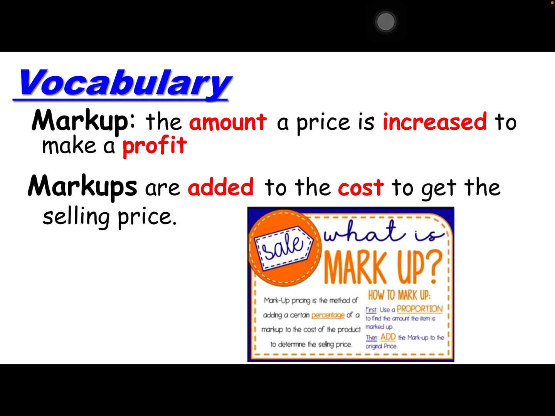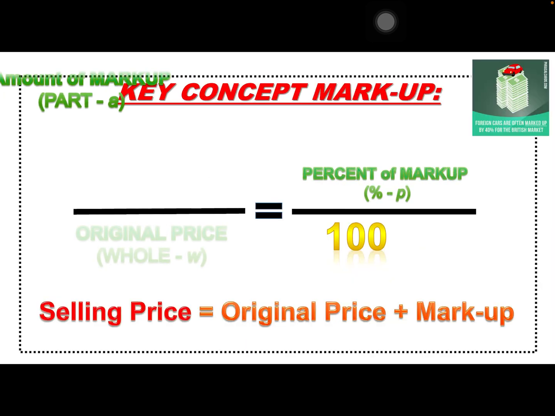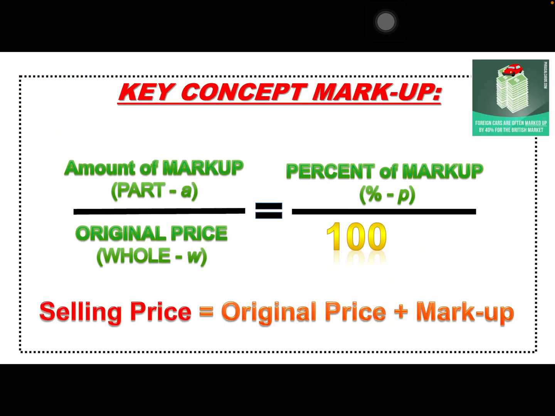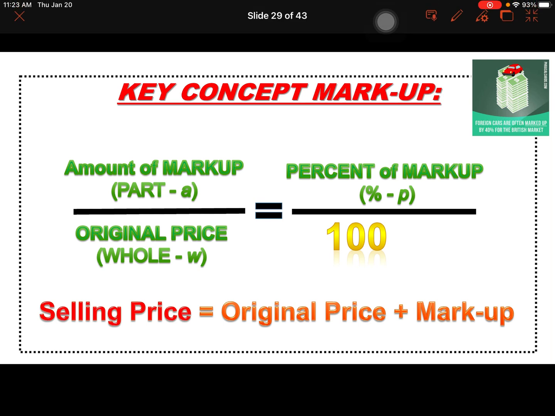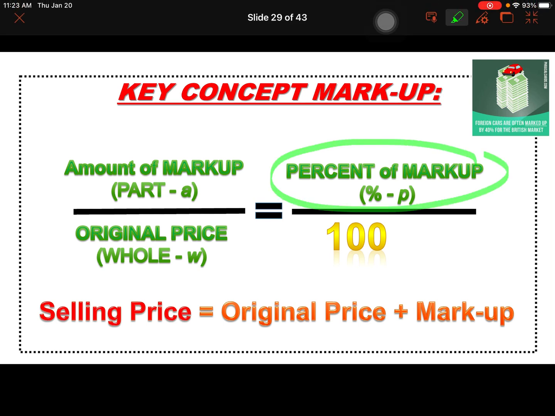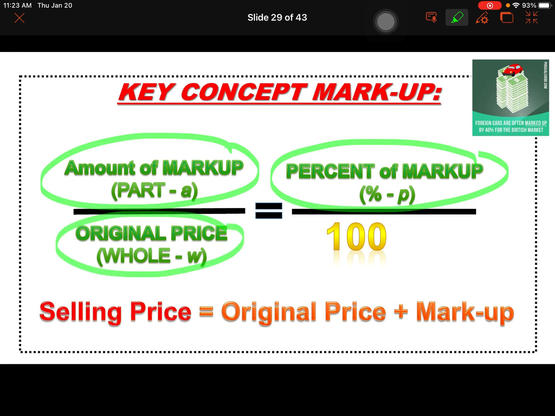Markups are added to the cost in order to get to the selling price. All this is going back 2 days. This is a percent of increase, all right? And it's just an application involving money. So we're using that same proportion that we've been using on every question, except this time, this is our percent of markup, which gives us this number, the amount of the markup. Our original is still on the bottom.